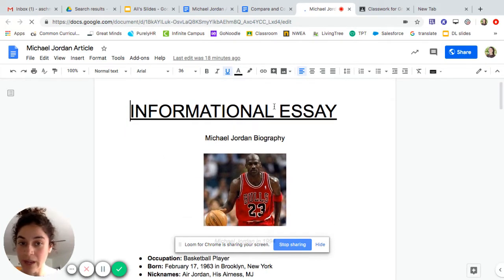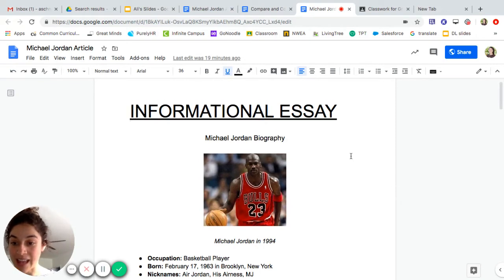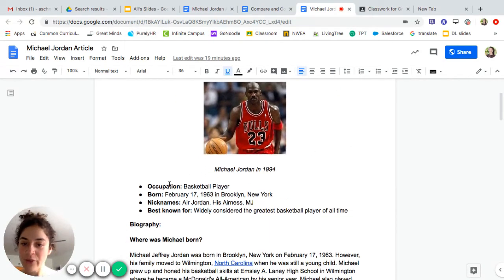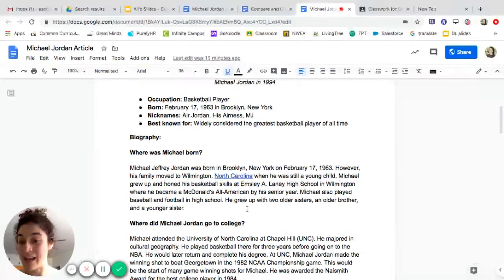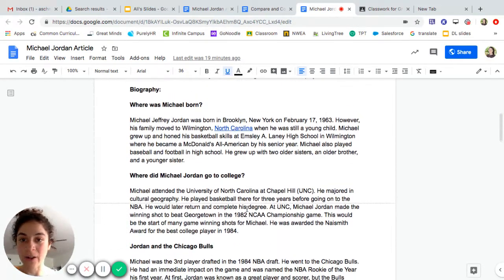The first one we're reading through is the informational essay. Let me see if I can hide that. It is an informational essay all about Michael Jordan. So first I see some facts here. It says his occupation, basketball player. That means his job. When he was born, February 17th, 1963, in Brooklyn, New York. His nicknames, Air Jordan, his airness, MJ, and he's best known for, widely considered the greatest basketball player of all time. Now let's read some more of this article.